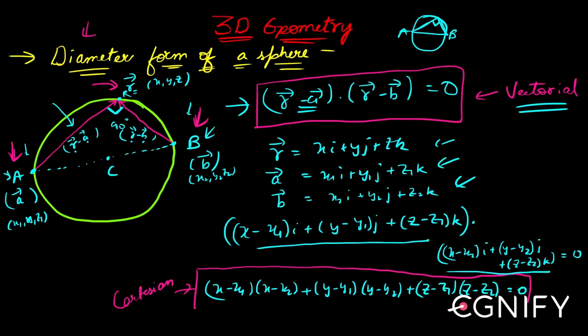Their dot product should be 0, right? I just substituted the same thing in this result, and then from this we get this as my final equation, right? This is the equation in the Cartesian form. So here x1, y1, z1 are the coordinates of your first end of a diameter. x2, y2, z2 are the coordinates of the second end of the diameter, and x, y, z are any general point on the sphere, right?